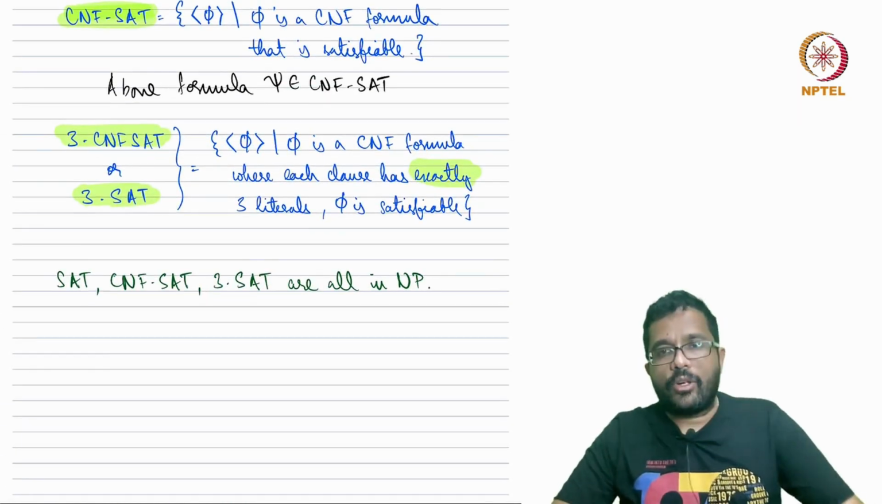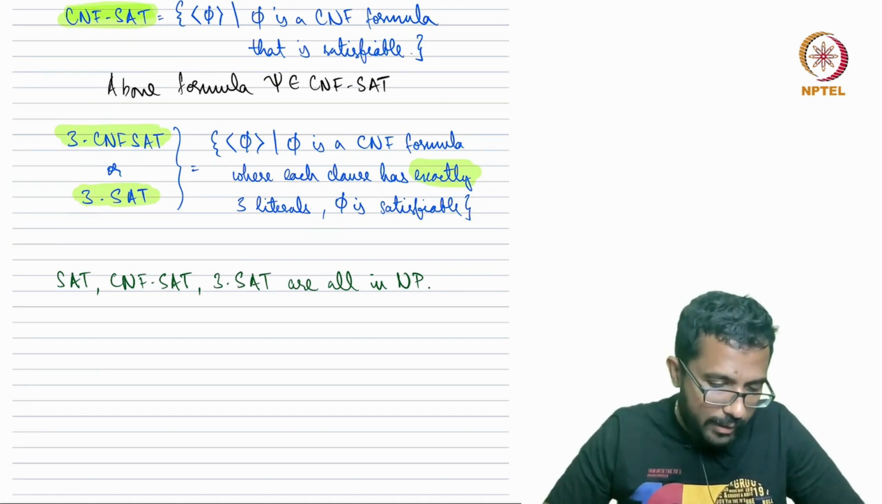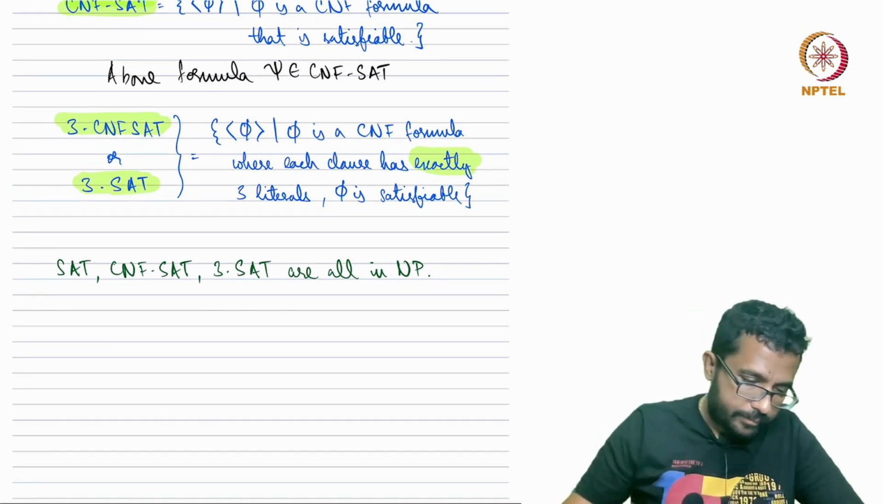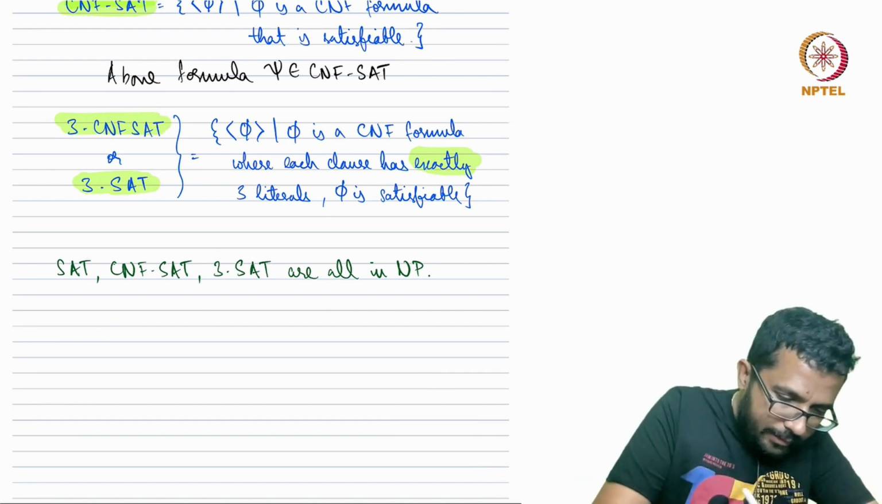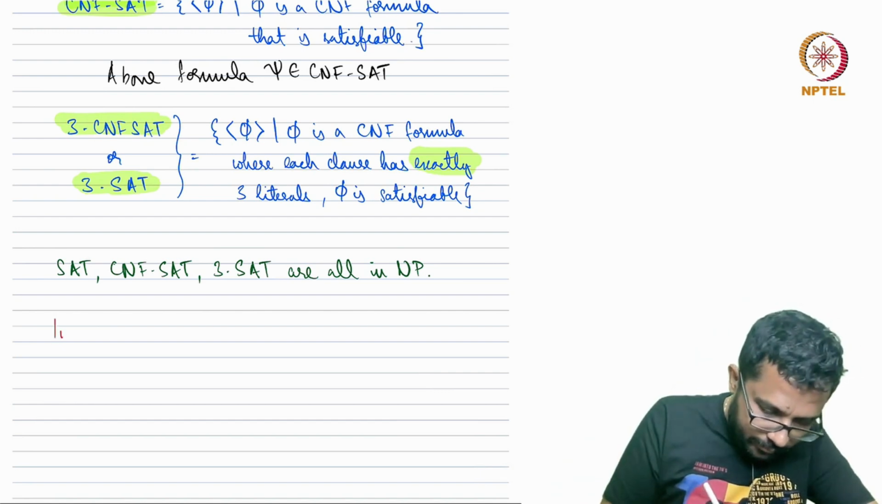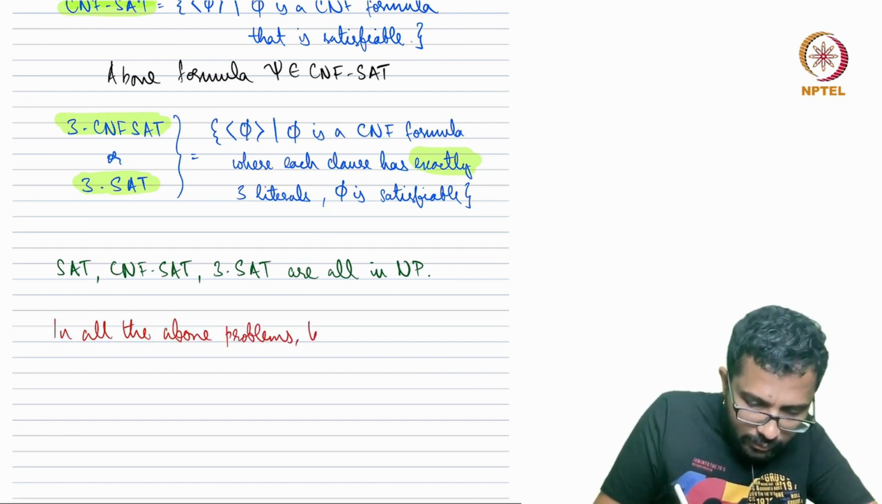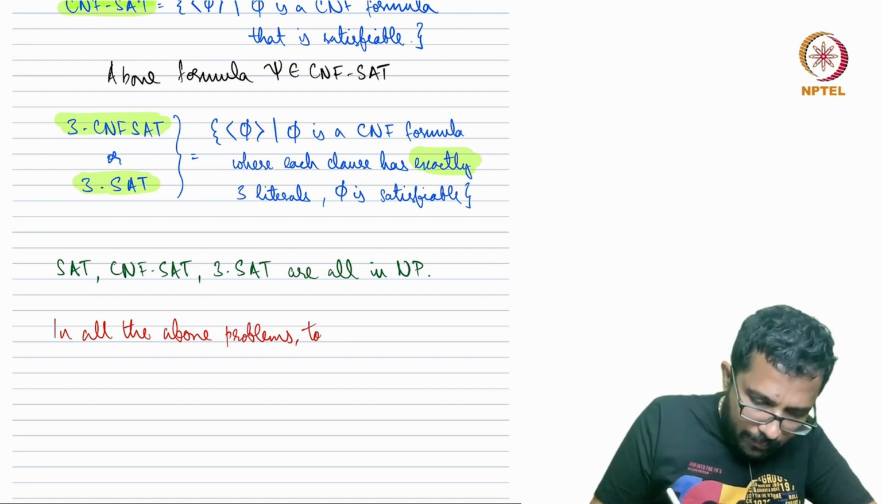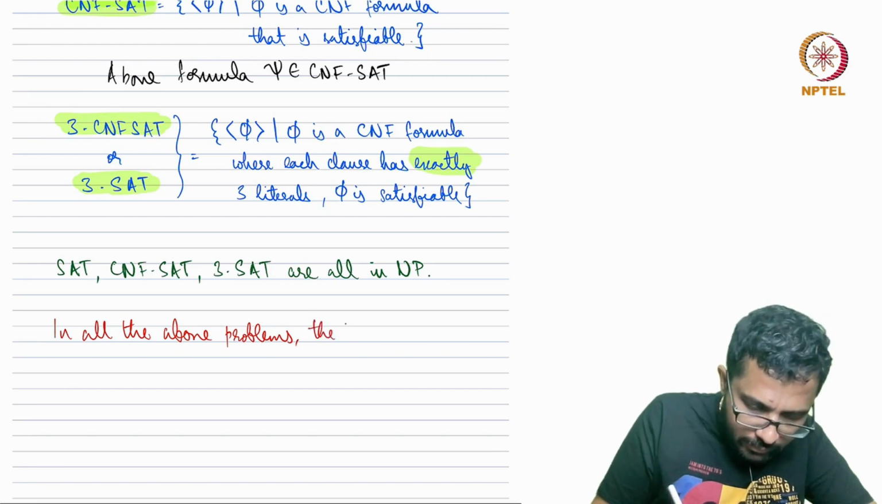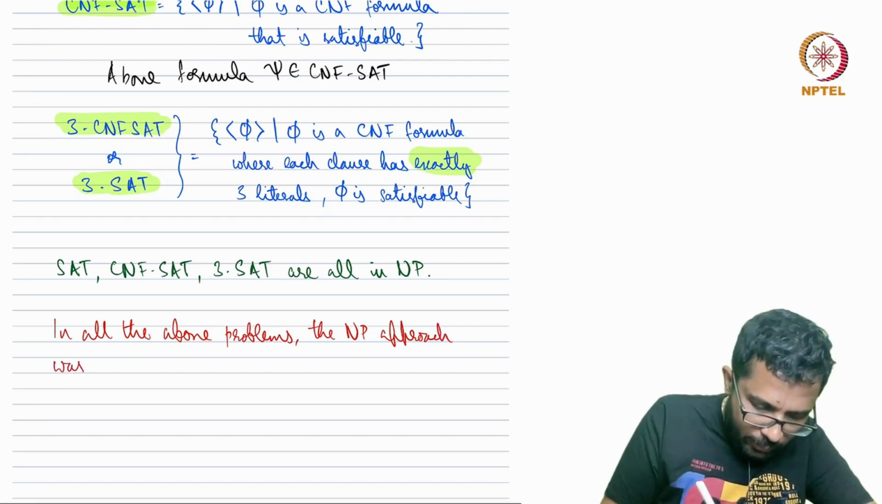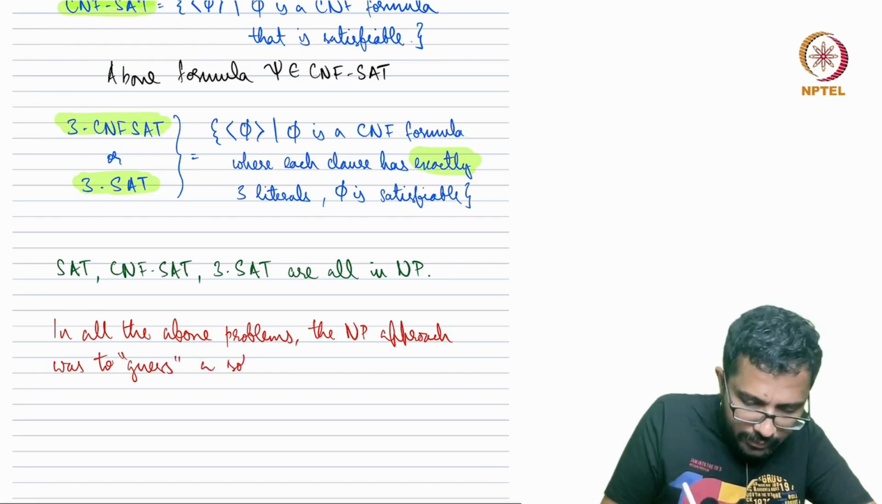In each of these cases, when we saw that it is in NP, the approach was the following. In all the above problems, the NP approach was to guess a solution. We guessed a solution and then verified it.